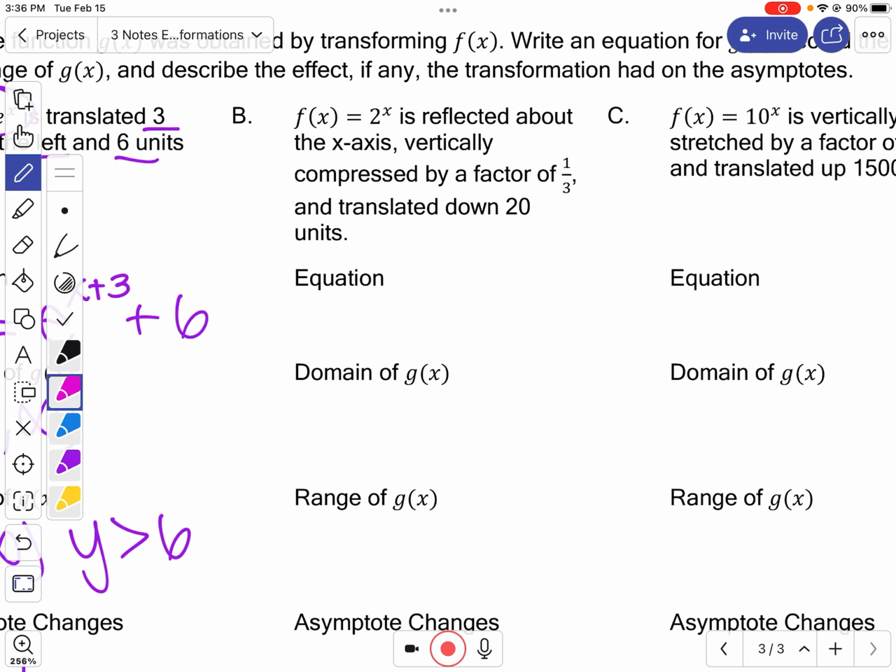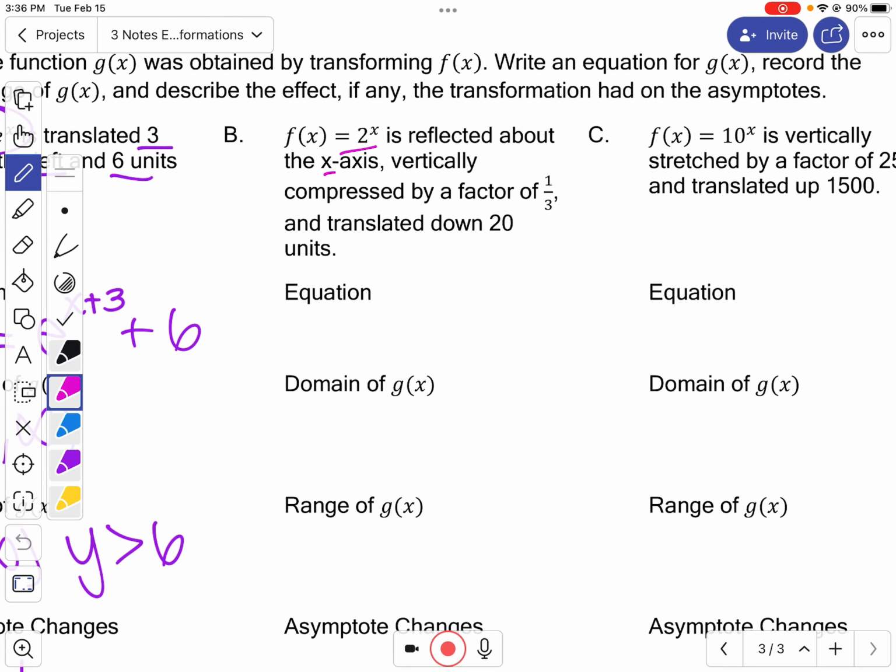Okay, next one. We're starting with 2 to the x. We're going to reflect it over the x-axis, vertically compress it by 1/3 and go down 20. So writing your equation, we know we'll have a 2 to the x in our equation. The reflection puts a negative in front. The vertical compression puts it in the very front of your base, so 1/3. Then I times it by the base 2 to the x. It's going down 20, so it didn't shift left or right, so I just have x in the exponent, and then I need a minus 20.